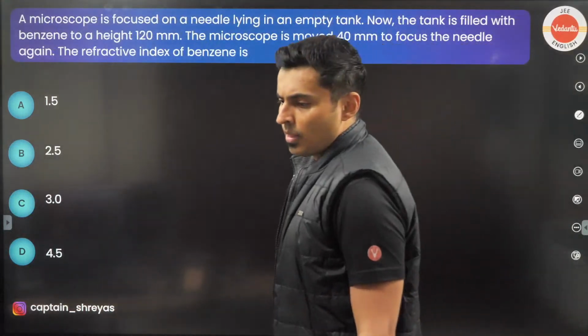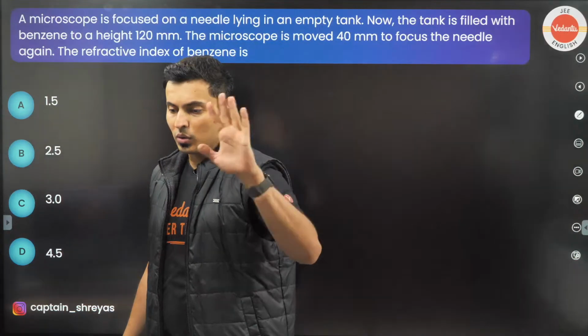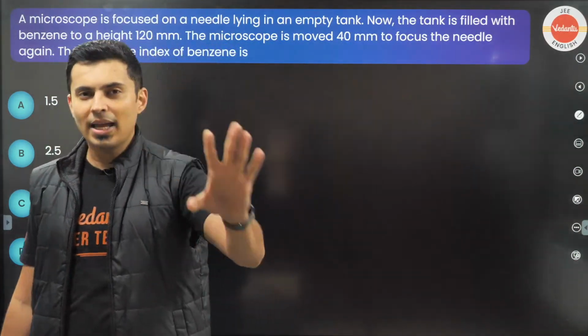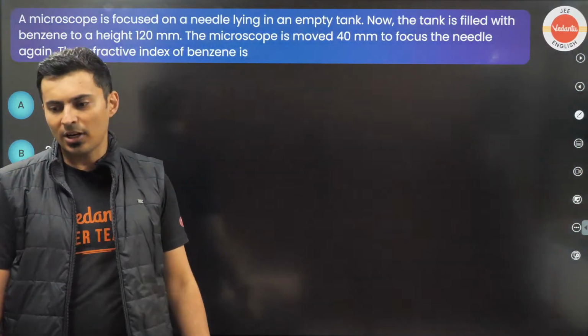Okay, weightage of the chapter: at least 2 questions you can expect, 1 to 2 questions, very, very common. 1 is guaranteed, 2 is very likely, 3 is rare. That's what I would say.